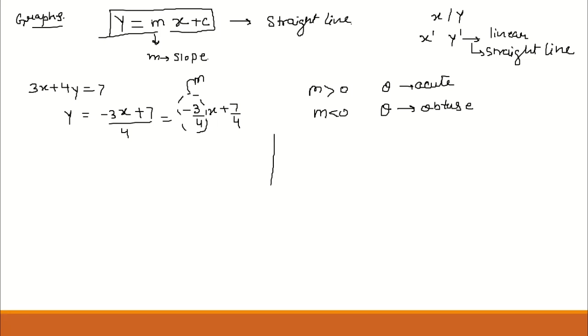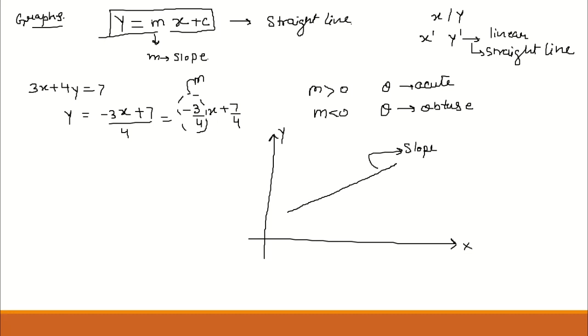Let's take an example. If I want to draw the graph between x and y and the line is straight, if it is straight, it means its slope is constant. If its slope is constant, it means it has a fixed slope at every point. And that slope, if I give it, is m, and c is nothing but a constant term.